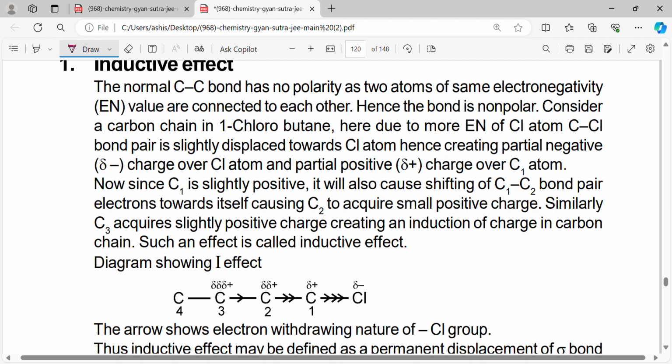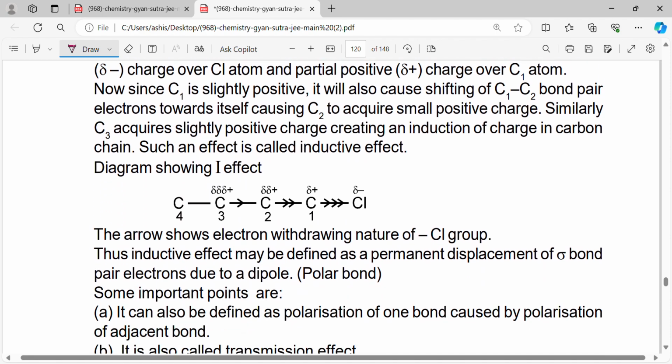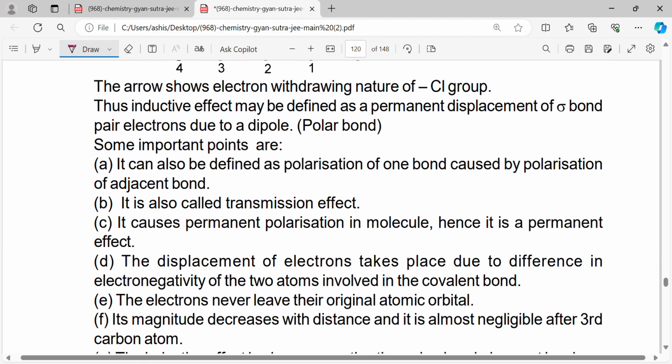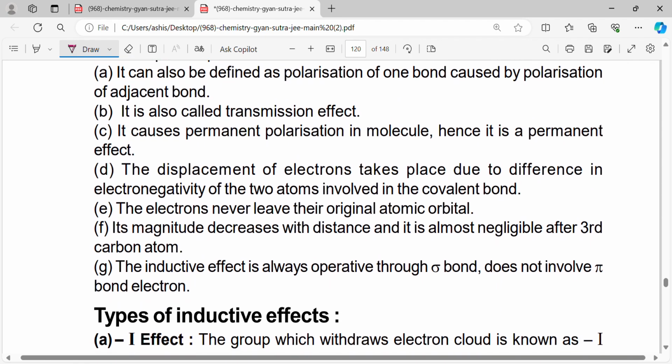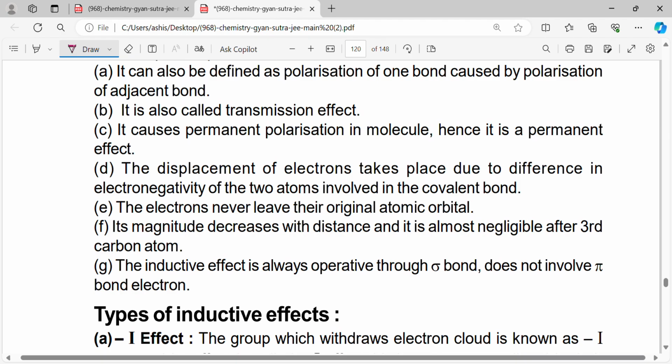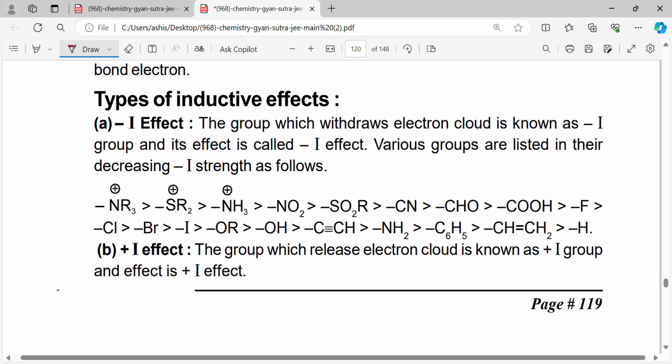Inductive effect. We know the inductive effect is a weak effect, and that is delocalization of electrons, especially sigma electrons. It is called a transmission effect, and it is the polarization of one bond caused by polarization of an adjacent bond. It is a permanent effect, and displacement of electrons takes place due to the difference in electronegativity of the two atoms involved in the covalent bond.